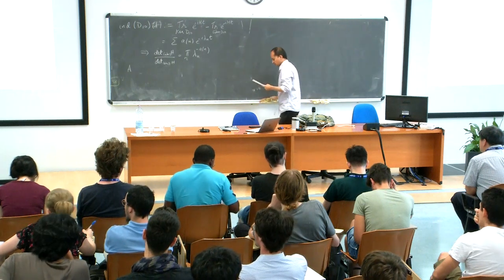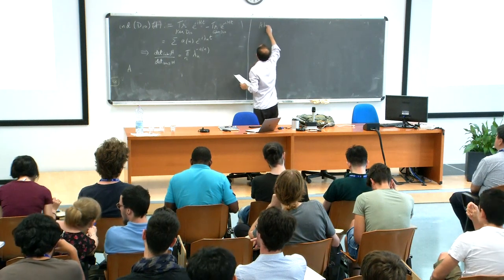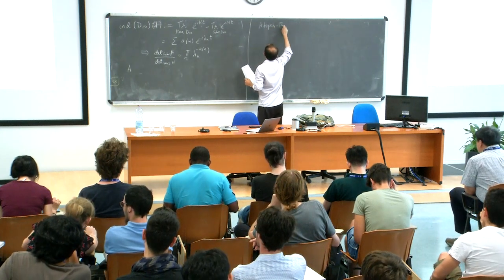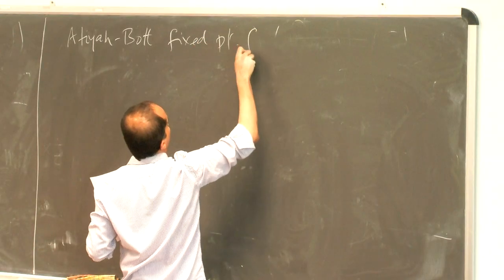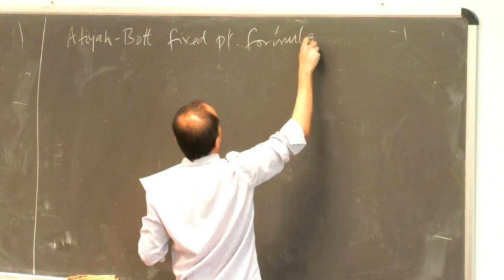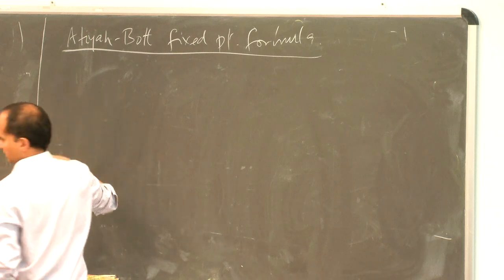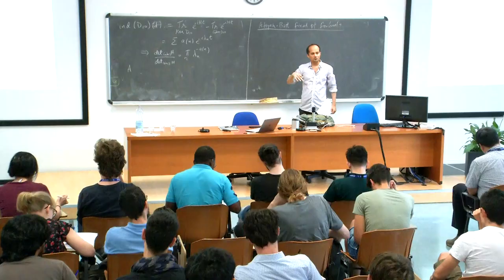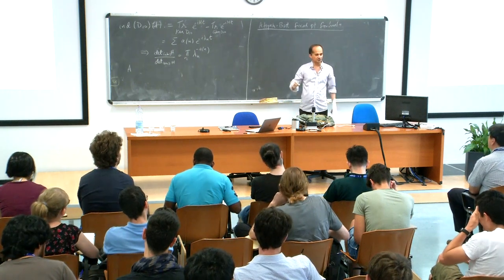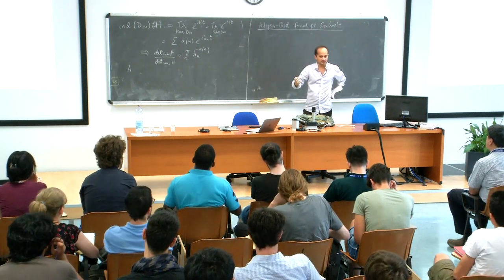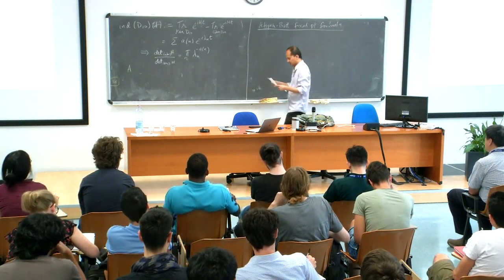So the formula is the following. This is a T abort fixed point formula for this index. It says that there are technical conditions about this operator d10 that we've been talking about. I'm not going to discuss that. Please look up the papers. It's a differential operator, and there are some conditions on it. It's called transversal ellipticity and so on.